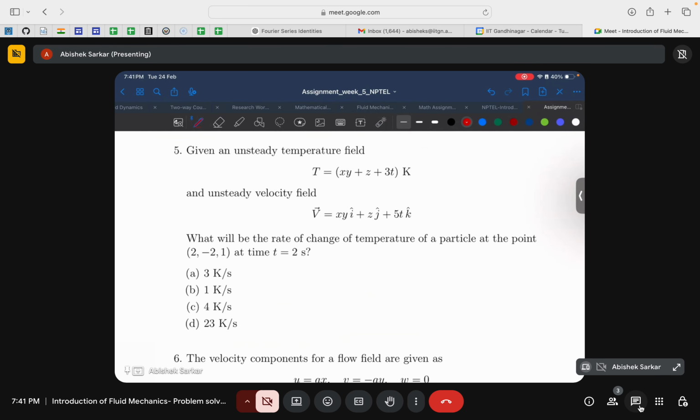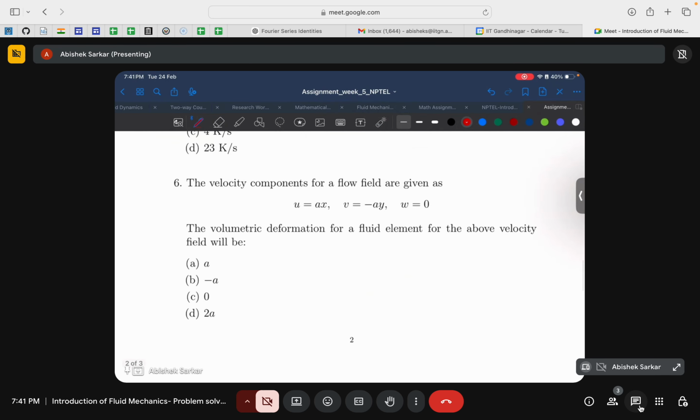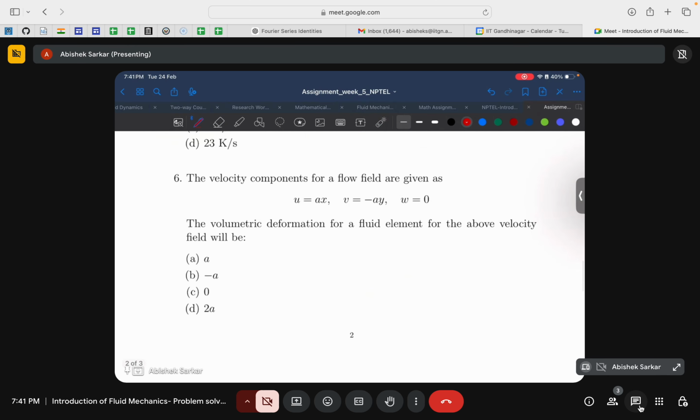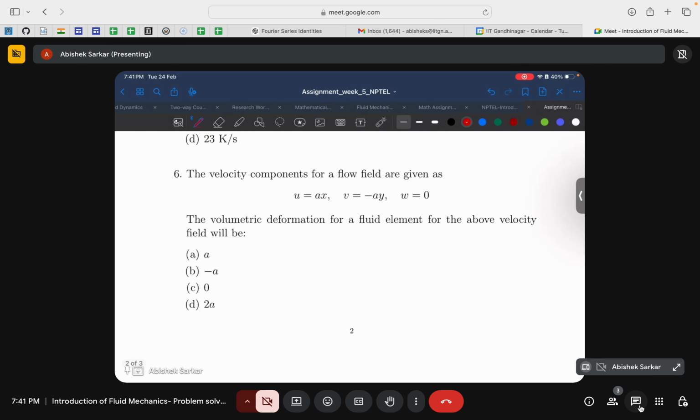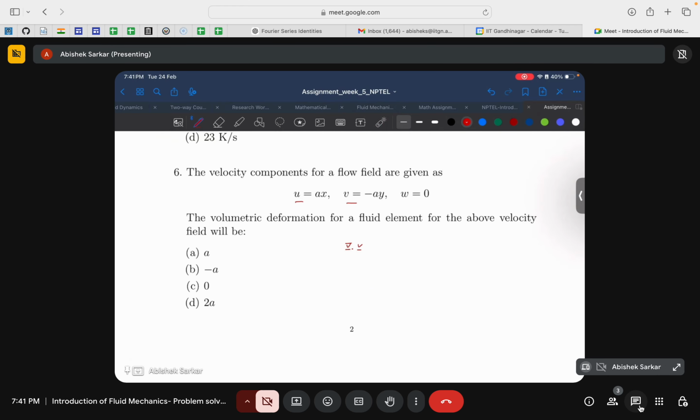Next question: the velocity components for a flow field are given as u equal to ax and v equal to minus ay. The volumetric deformation of the fluid element for the above velocity field will be, again, a very simple question. You just need to find del dot v. It's very easy. In fact, it's 2D, so it will be much simpler.